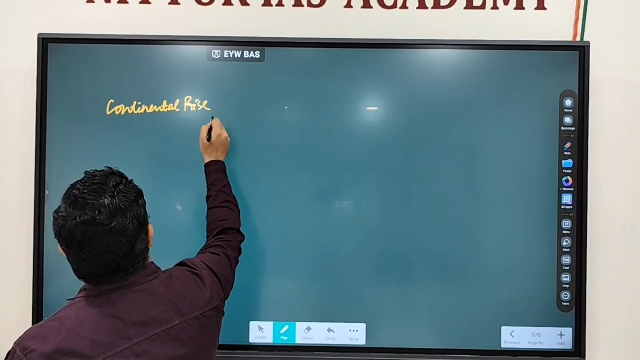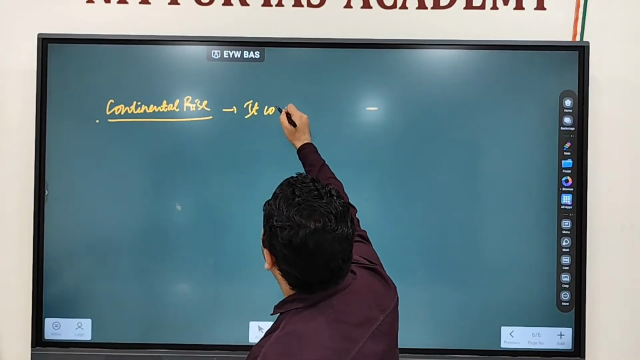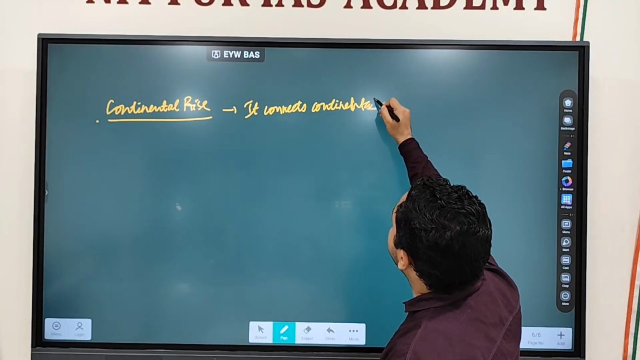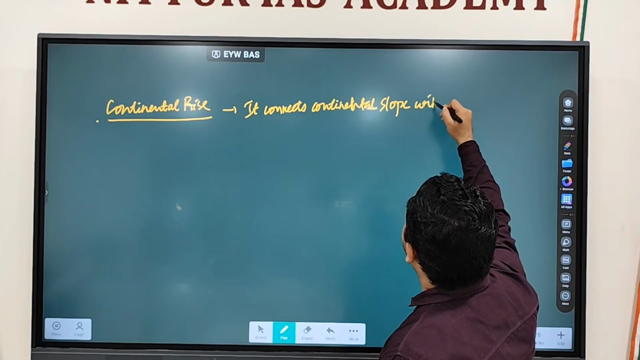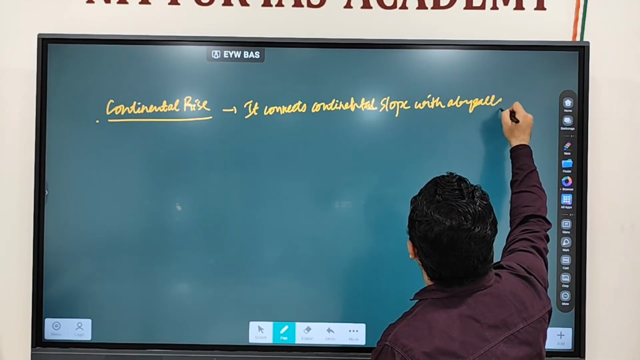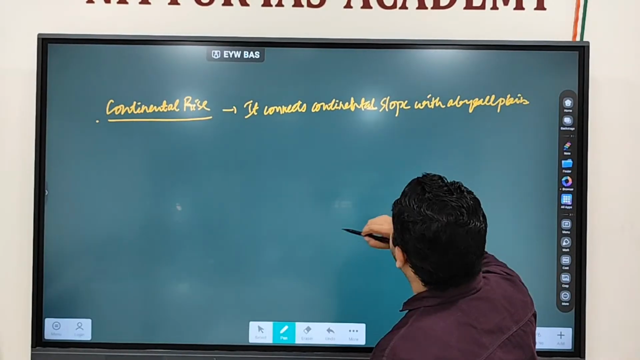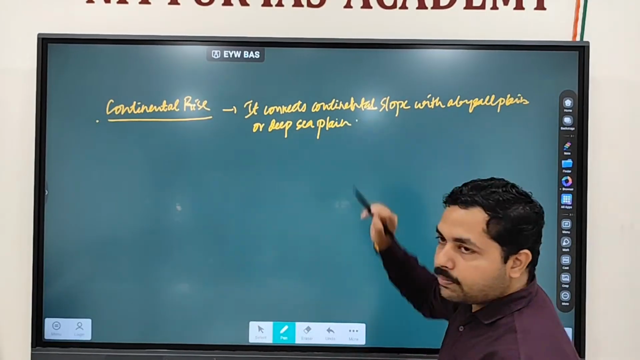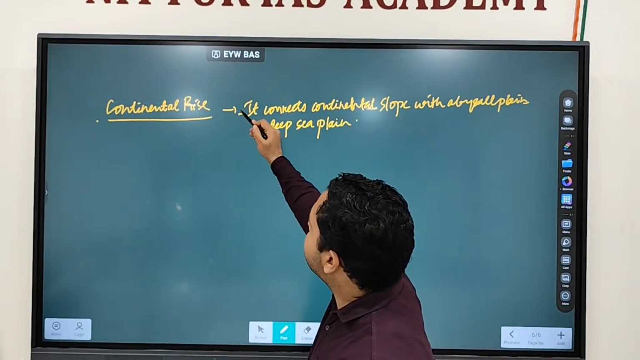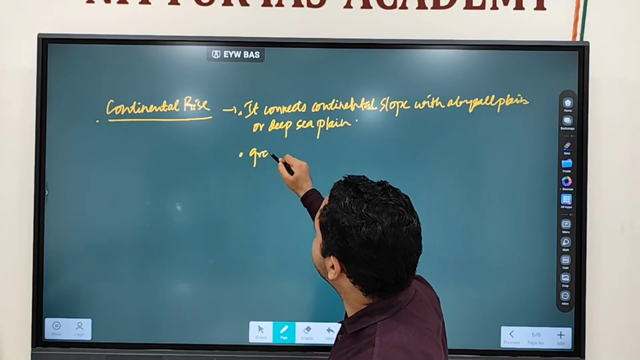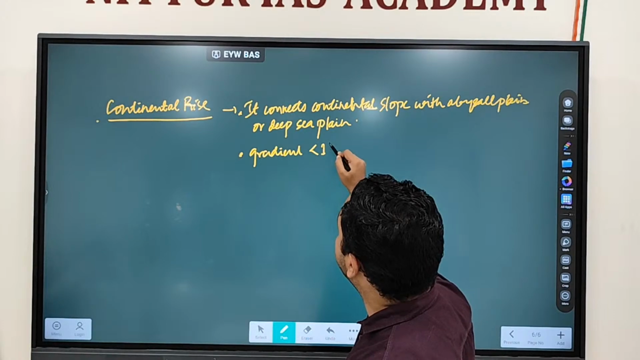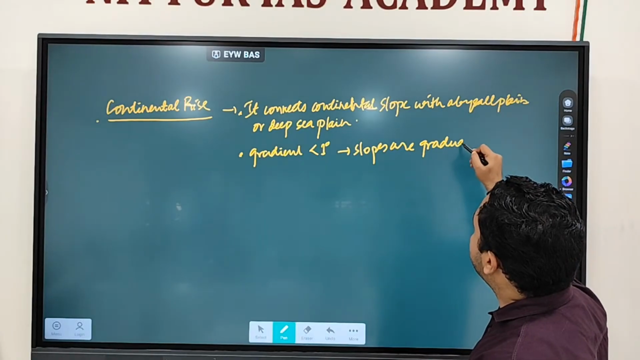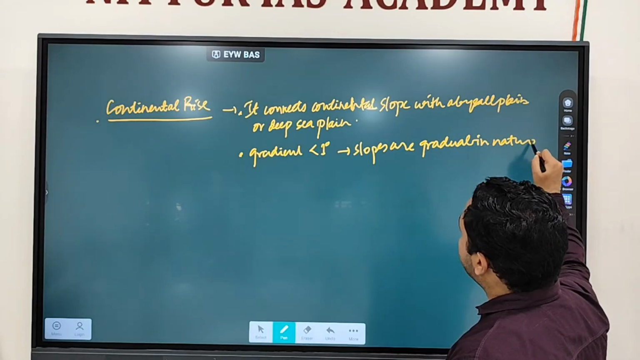Continental rise. So what you see is it connects the continental slope with the abyssal plain or deep sea plain. Second thing, the gradient is again less than 1 degree, and slopes are gradual in nature, like the continental shelf.